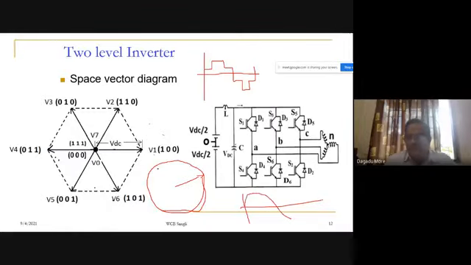Sinusoidal. So the rotation of the space vector, how the space vector rotates and how its magnitude changes, will determine the output voltage waveform. What will happen to the space vector magnitude? If it is rotating in steps, then we get a six-step waveform. If the space vector rotates at a uniform speed, then we get a sinusoidal output.